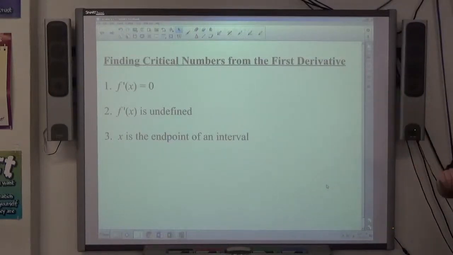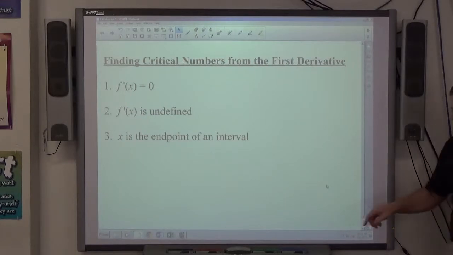Today we're going to find critical numbers from the first derivative. We're not going to do anything with them. We'll be doing stuff with them down the road. This is going to be a key to graphing functions. So critical numbers will be x values where things might happen.